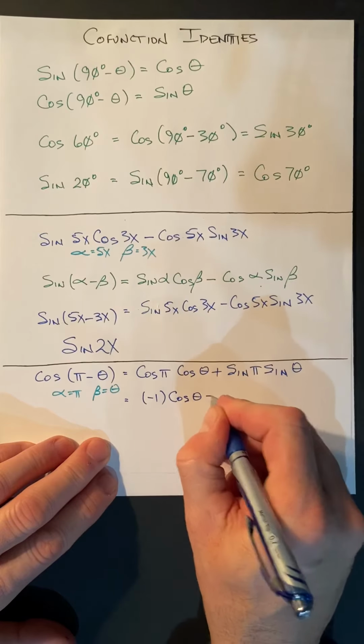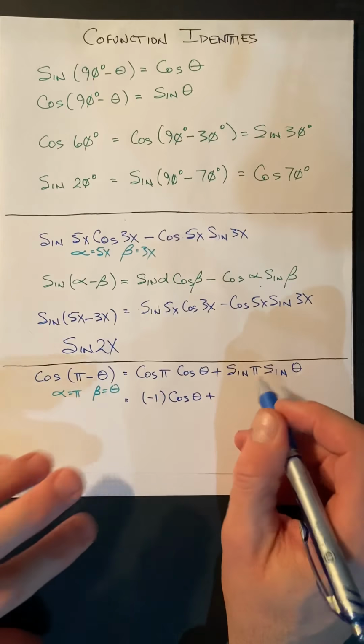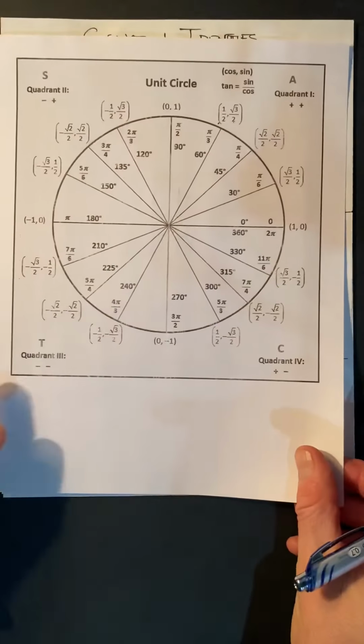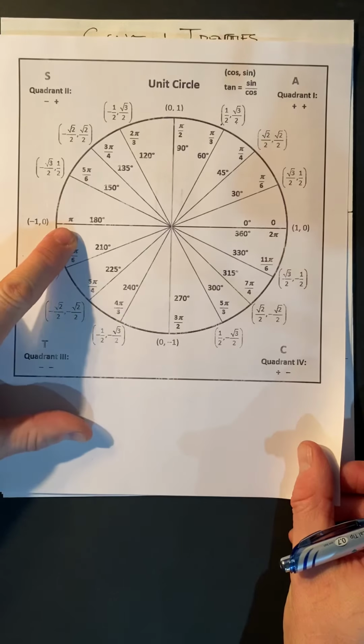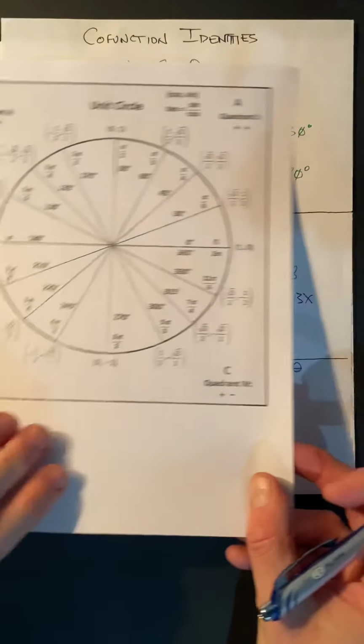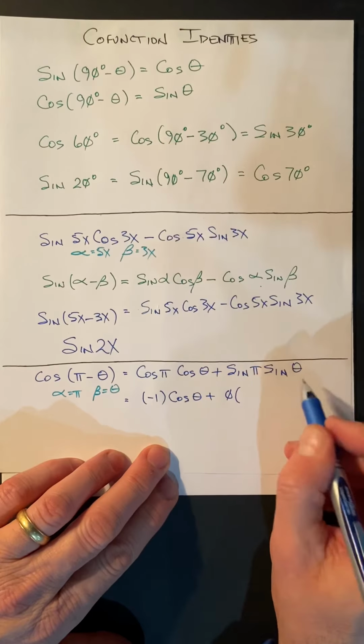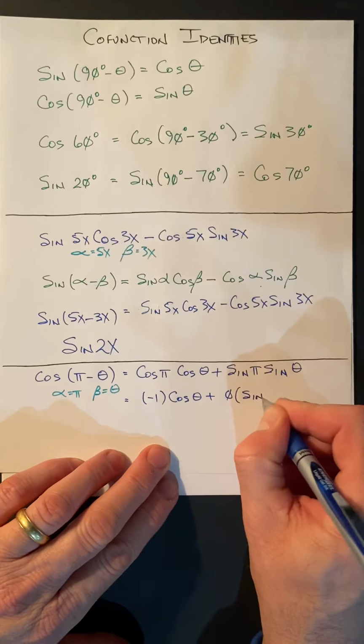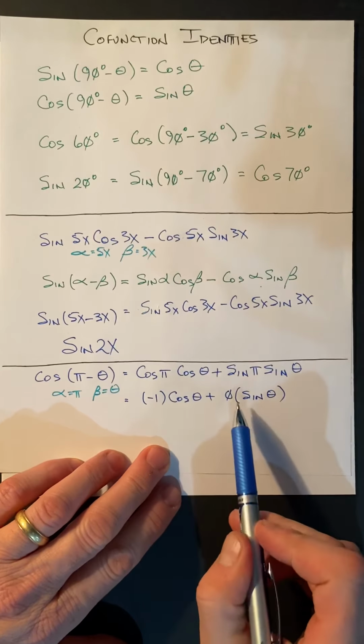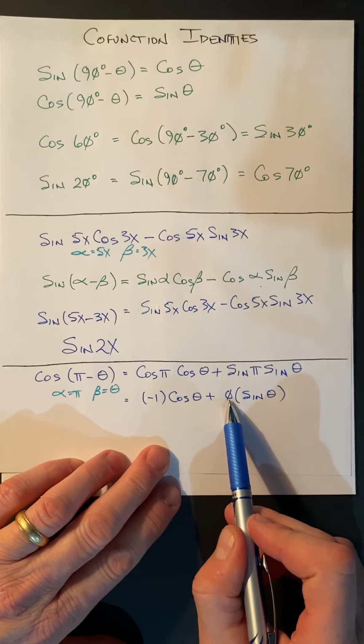All right, let's look at this part. Sine of pi. I go to my unit circle. There's pi. The sine is 0. So I'm going to have 0 times, again, I don't know theta. But, as it turns out, it doesn't matter because it's being multiplied by 0.